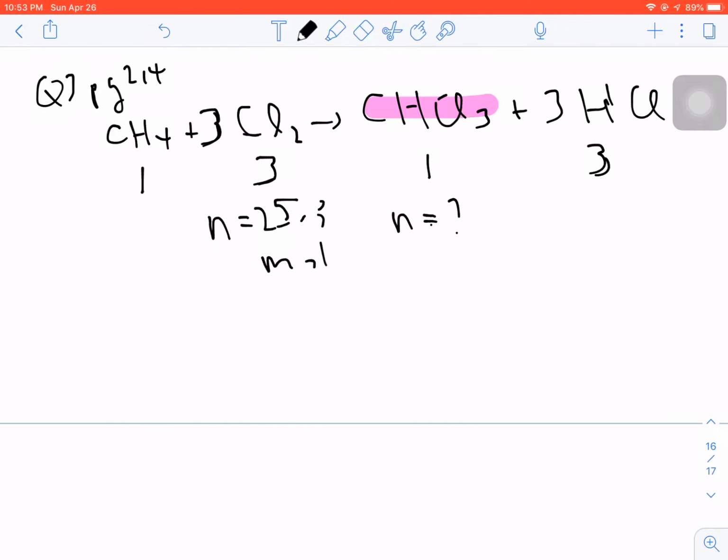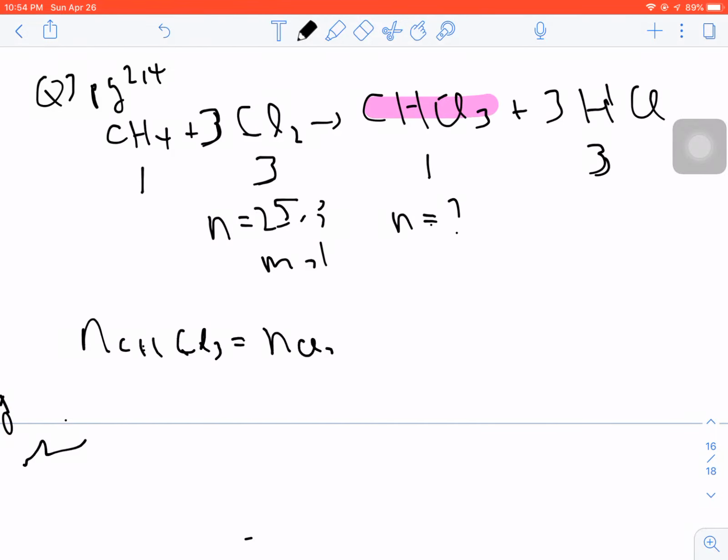Now we're going to use mole ratios like we've been using all along here, and the mole ratios are basically going to allow us to say, if I know that every time 3 moles of Cl2 disappears, 1 mole of chloroform is going to be produced. Okay, so in order to find my number of moles of chloroform, I need to know the number of moles of chlorine, and then I'm going to multiply it by my mole ratio.